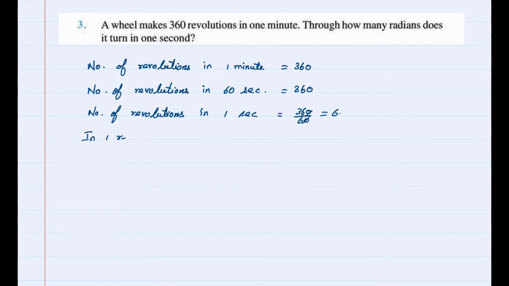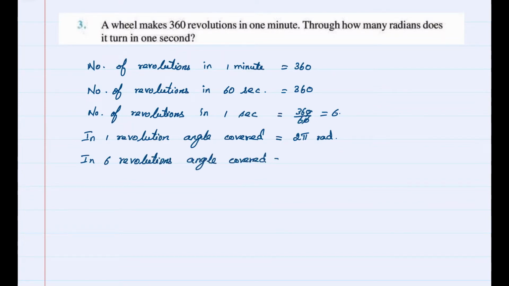And in 1 revolution, the wheel covers 2 pi radians. The answer should be given in radians. And in 1 second, the wheel makes 6 revolutions. Therefore, in 6 revolutions, the angle covered will be 6 times 2 pi. It is 12 pi radians.